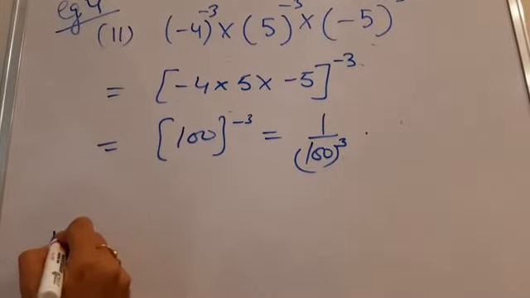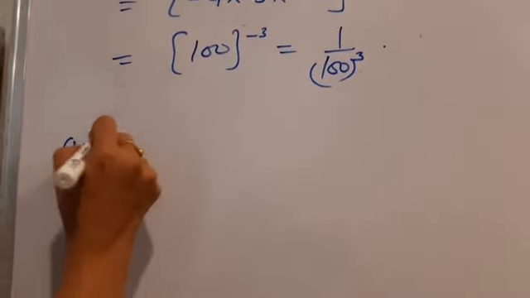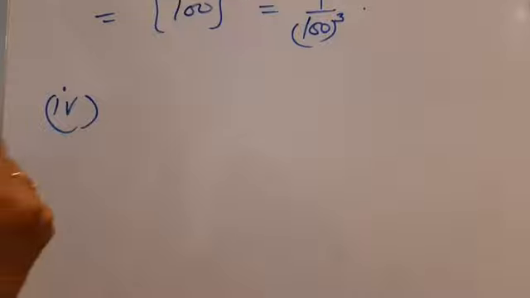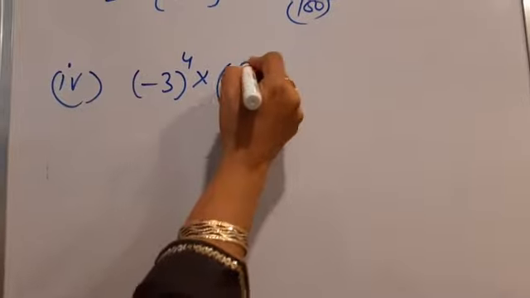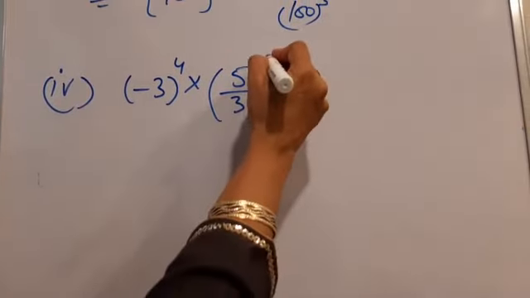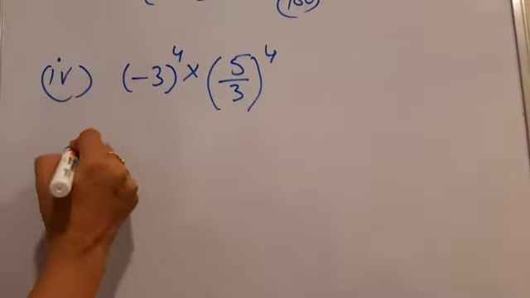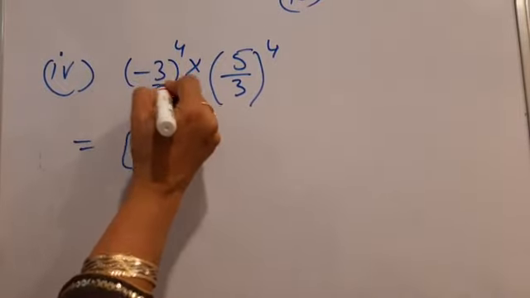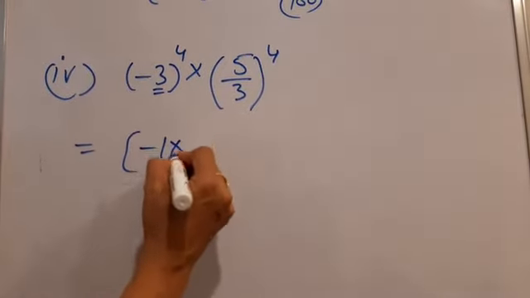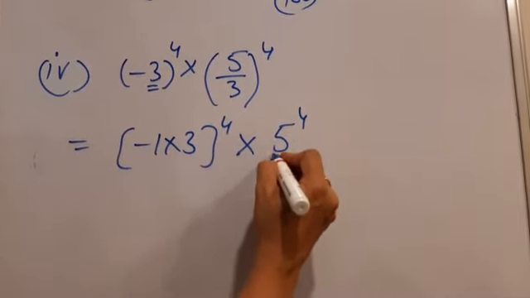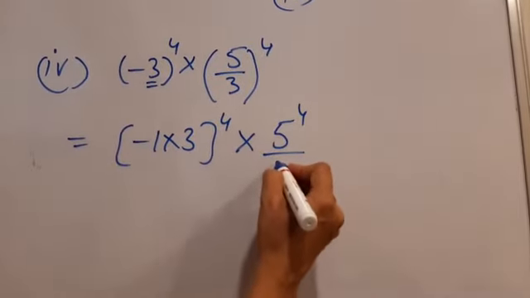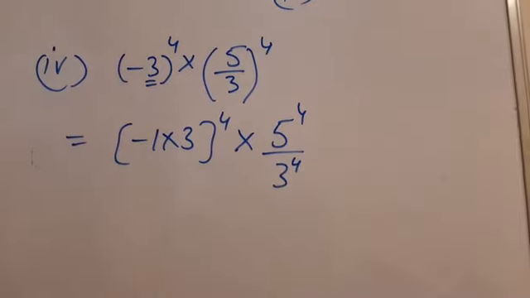Now come to the fourth part. I am not taking all the parts. Some parts you do yourself and some I am explaining to you. Now this part is minus 5 by 3 raised to power 4. Now children, we can write minus 3 as minus 1 into 3 raised to power 4, and this we can write separately, 5 raised to power 4 upon 3 raised to power 4.